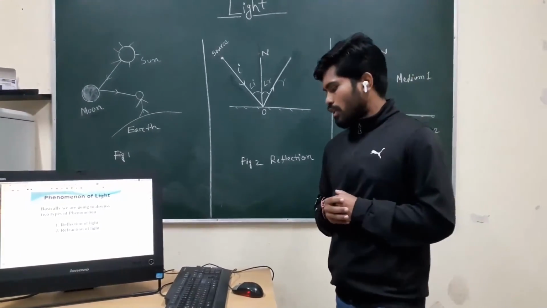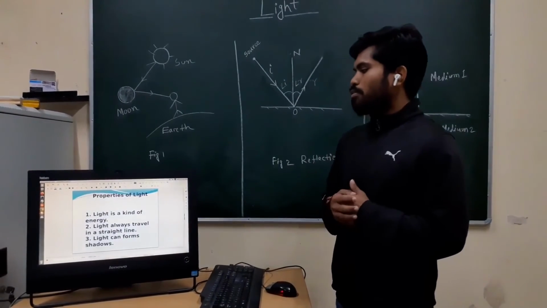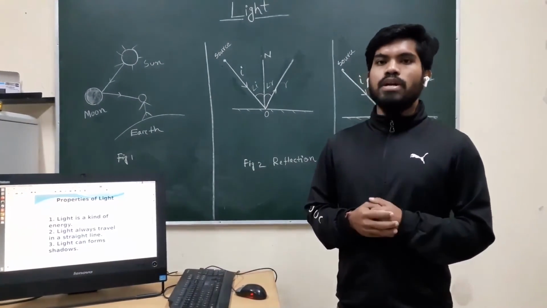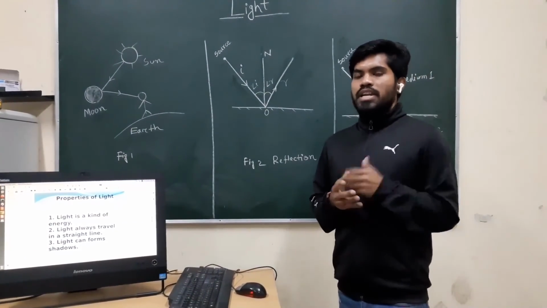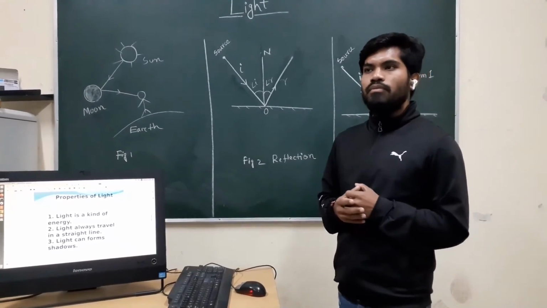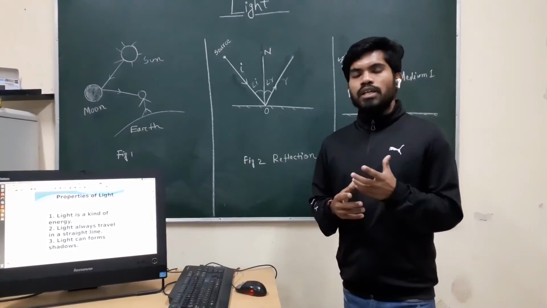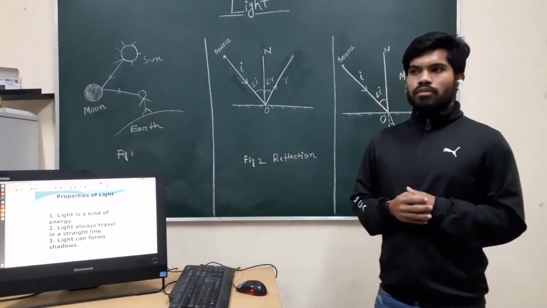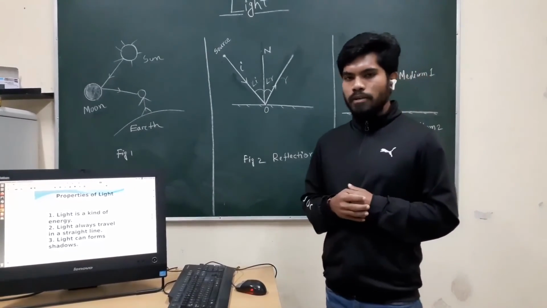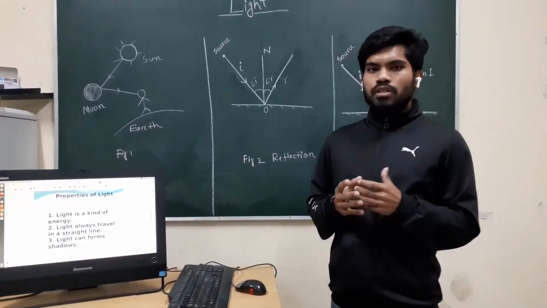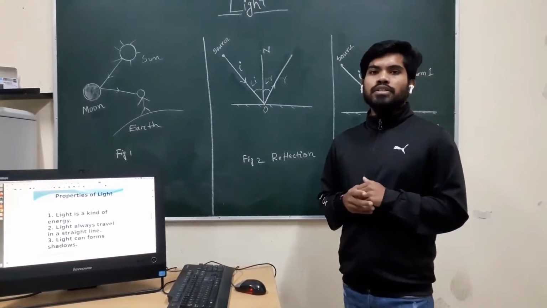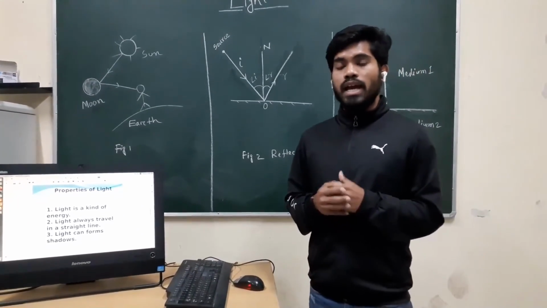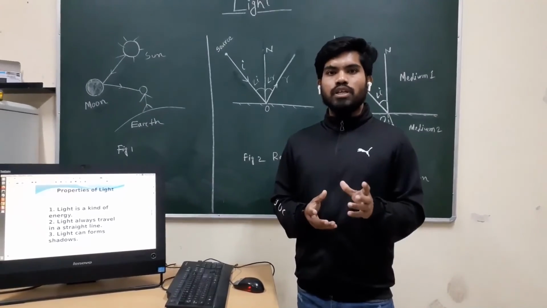Now let's come to our last topic, that is properties of light. We have already discussed one property, that is energy, meaning light is a form of energy. The next one is that light always travels in a straight line. Light cannot bend. And the last property of light is that it can form shadows. When light falls on any object, then shadows form.